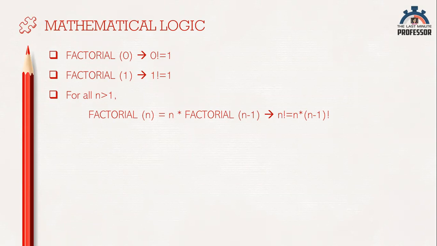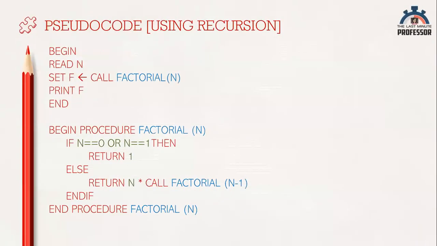Let us rewrite this as a pseudocode using recursion at first. The number for which we need to find the factorial value, let it be n. Read the value of n from user. Call the factorial function by passing this n value and store the answer it returns in f and print the value of f.